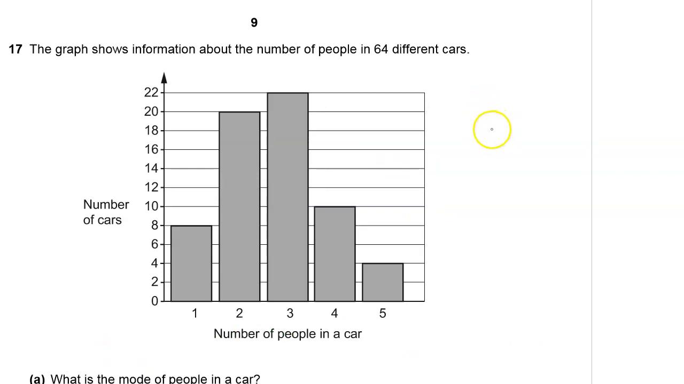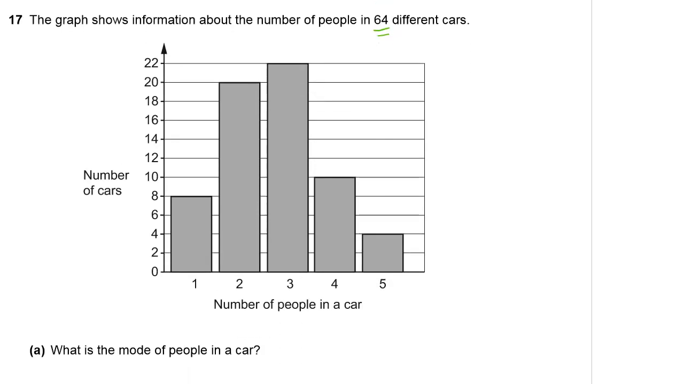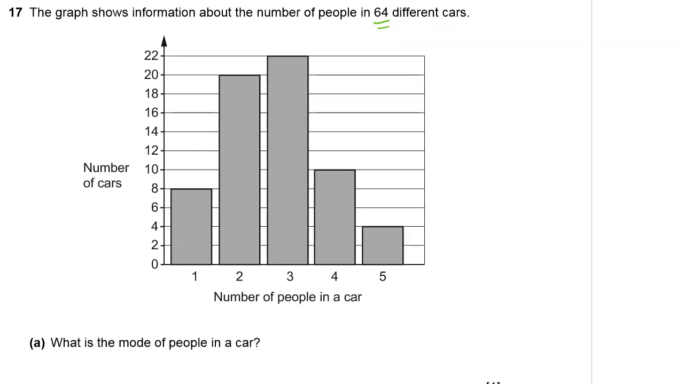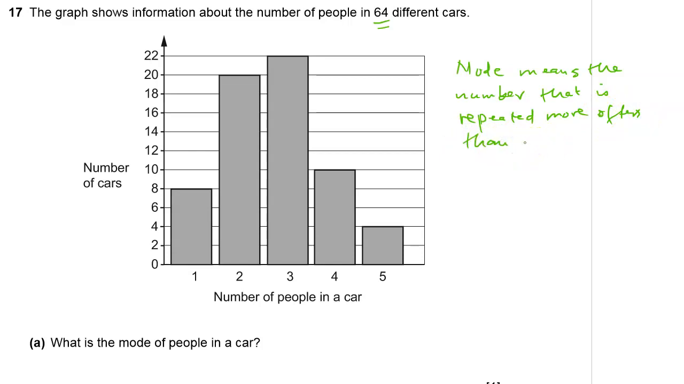Question number 17. The graph shows information about the number of people in 6 different cars. You have a graph showing the number of cars and the number of people in each car. The question is, what is the mode of the number of people in a car? The word mode means the number that is repeated more often than the others.